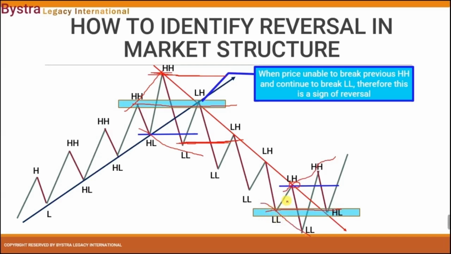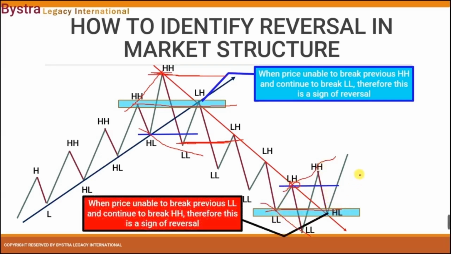At the same time we have this, a lower low, higher high. Price comes back to test this left shoulder and continues on an uptrend. So when the price is unable to break the previous lower low and continues to break this higher high, therefore this is the sign of reversal. It is easy, isn't it? It is not very difficult to learn, but the most important part is that we keep practicing how to identify the structure, and this will be a very useful tool for us to trade in Forex.